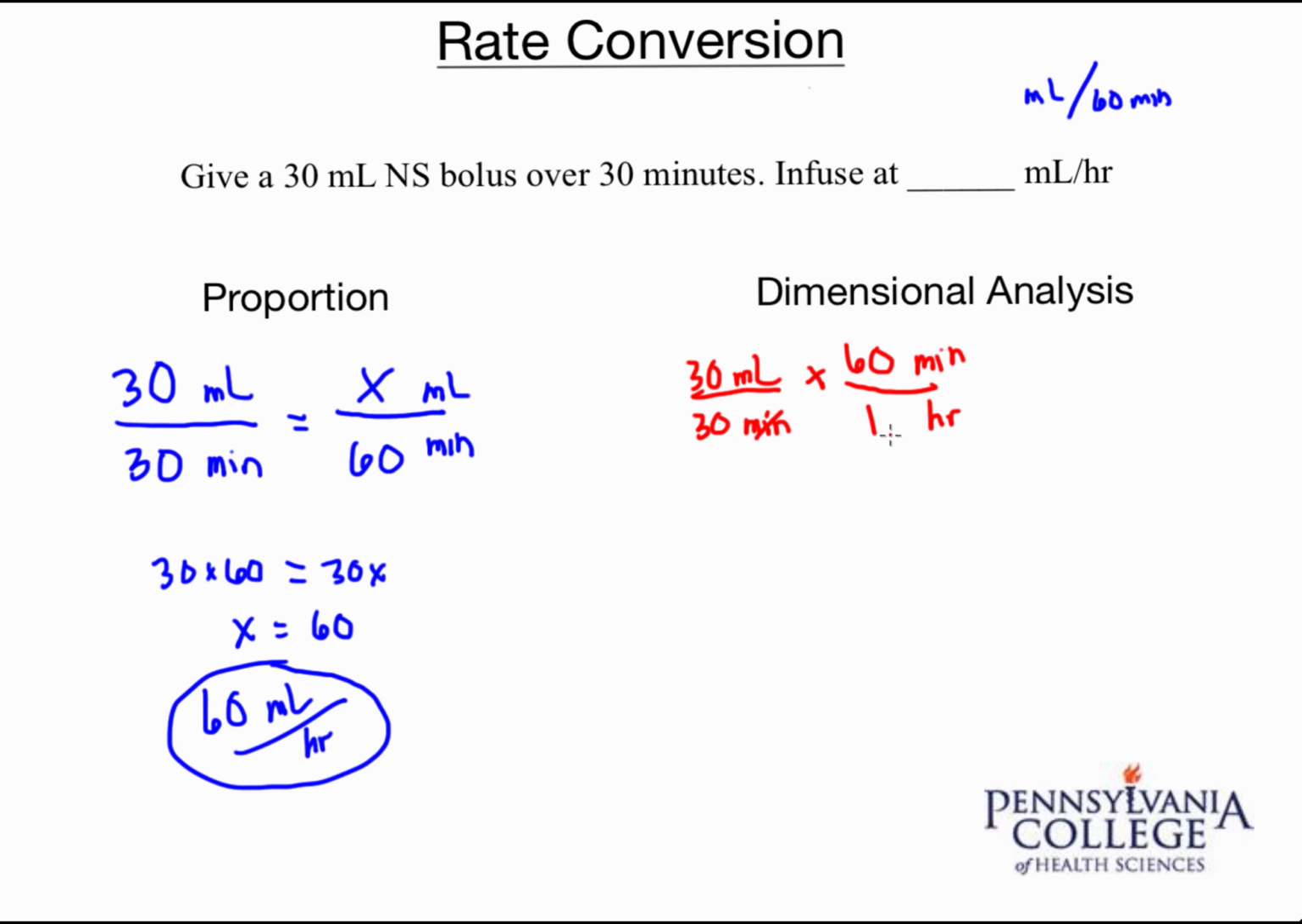And what we have here is, with this conversion factor, minutes would cancel. I would have milliliters per hour. So up top, I would have that 30 times 60, which would be 1,800. I would be dividing that by 30, which I know will simplify to 60, and my unit would be mLs per hour.